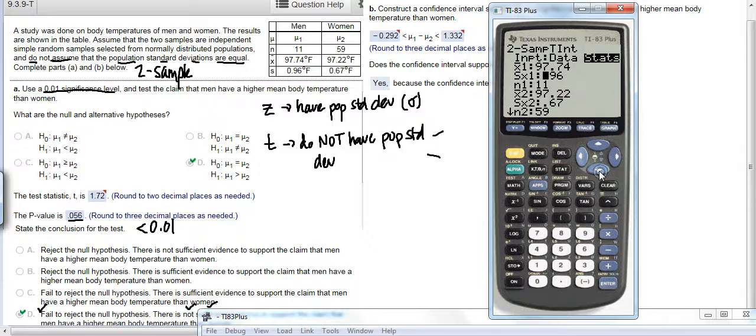Now if you notice, it's kept our data. Thankfully, we don't have to re-enter that data. Now the confidence level, this is what's going to be important. The pooled is still no. The only thing we have to adjust here is this confidence level, so let me explain that.